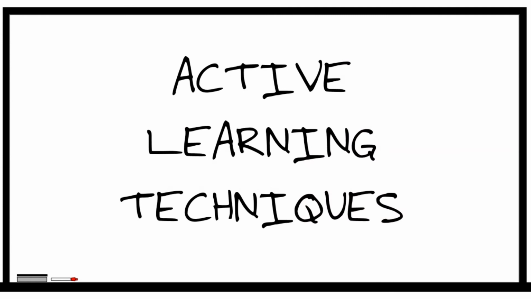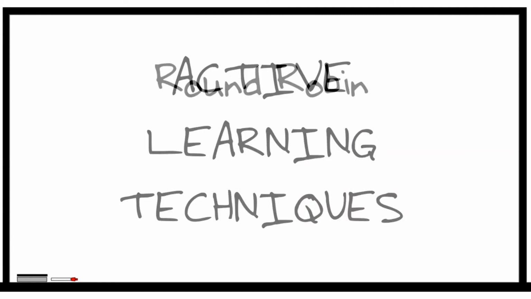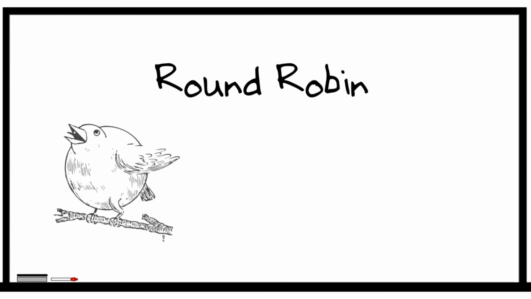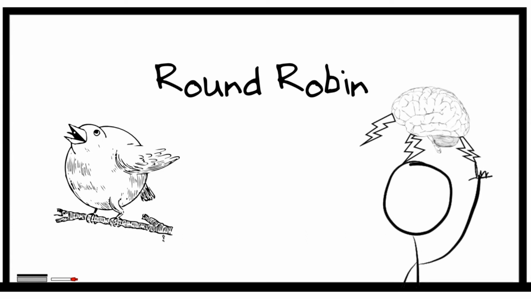Once your course is underway, it's time to start employing active learning techniques. The first technique we'll call the round robin. It's primarily a brainstorming technique in which students generate ideas but do not elaborate, explain, evaluate, or question the ideas.